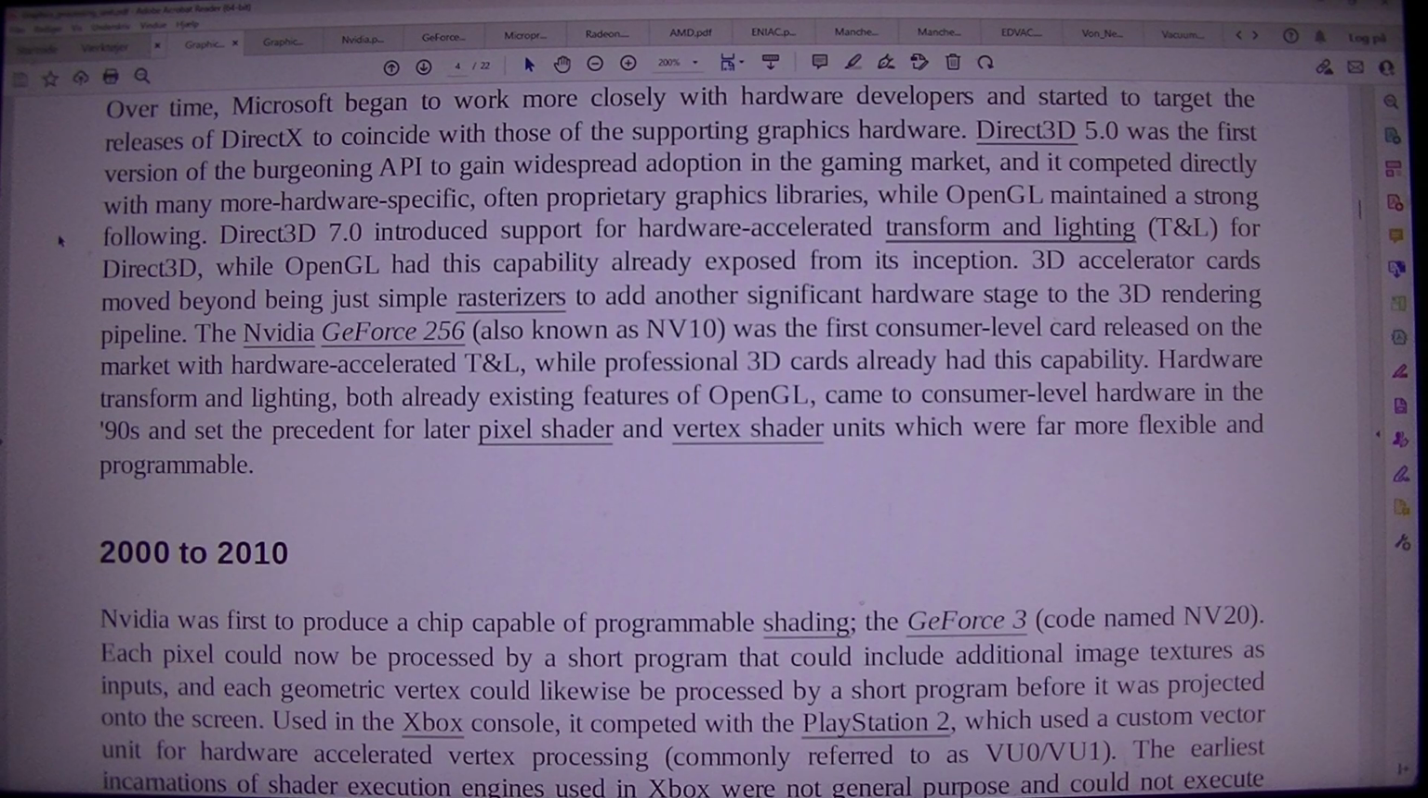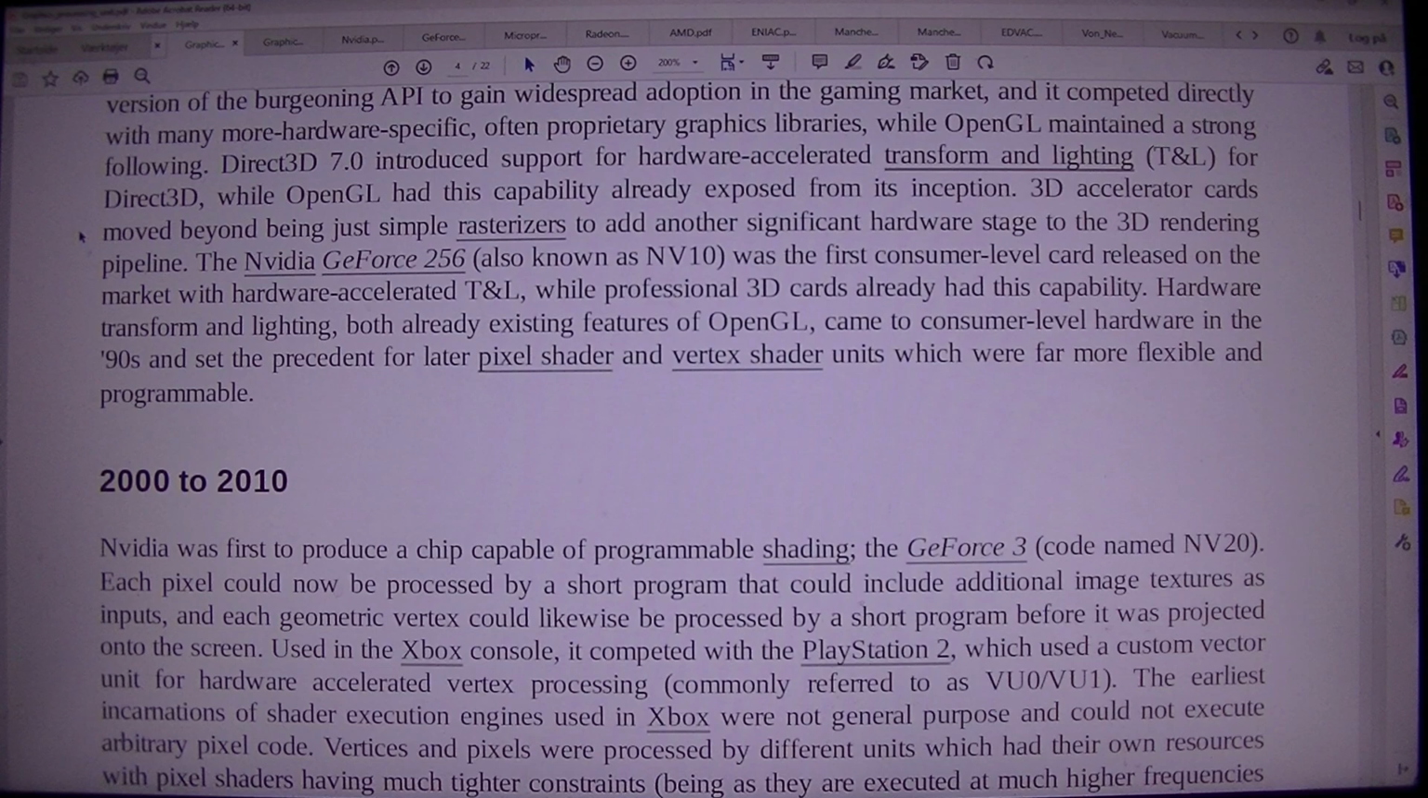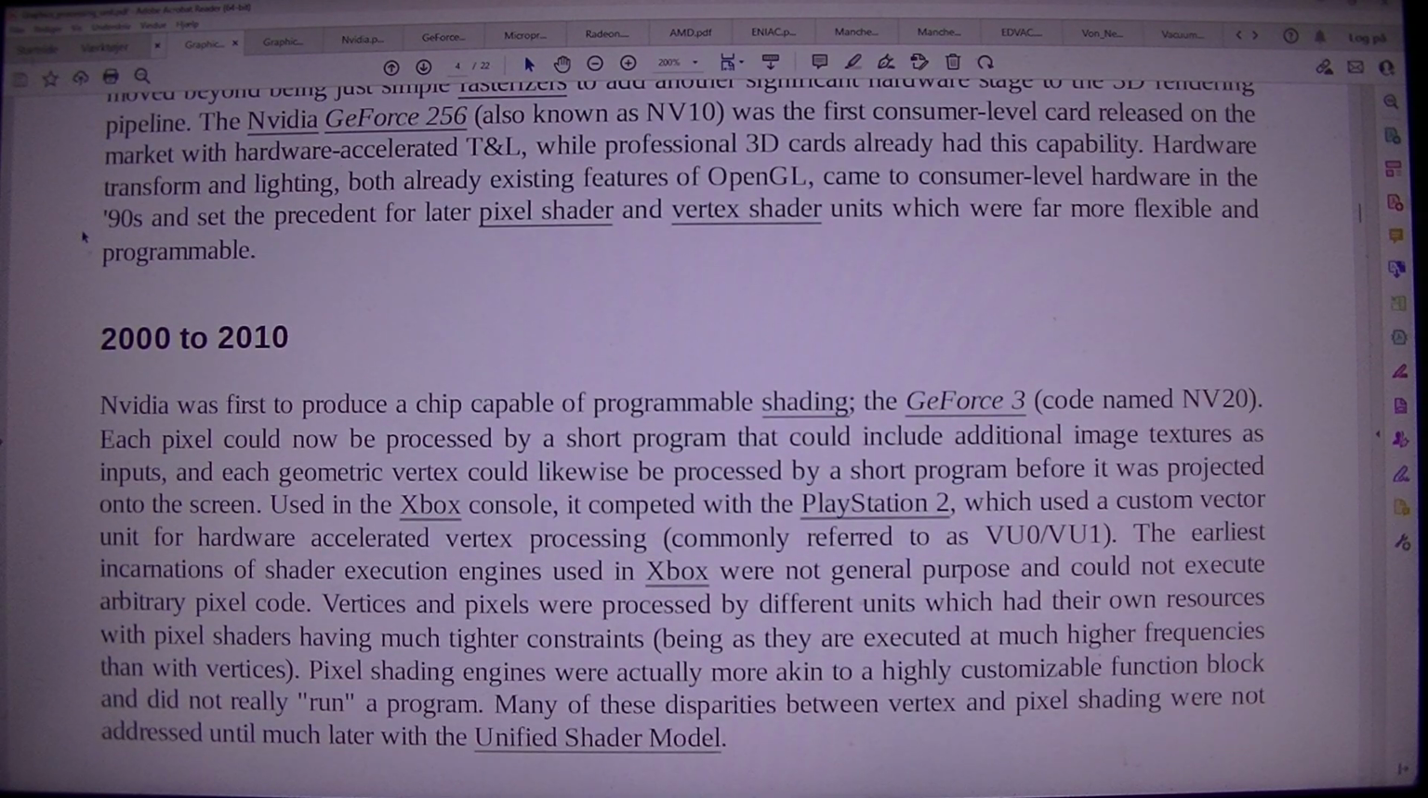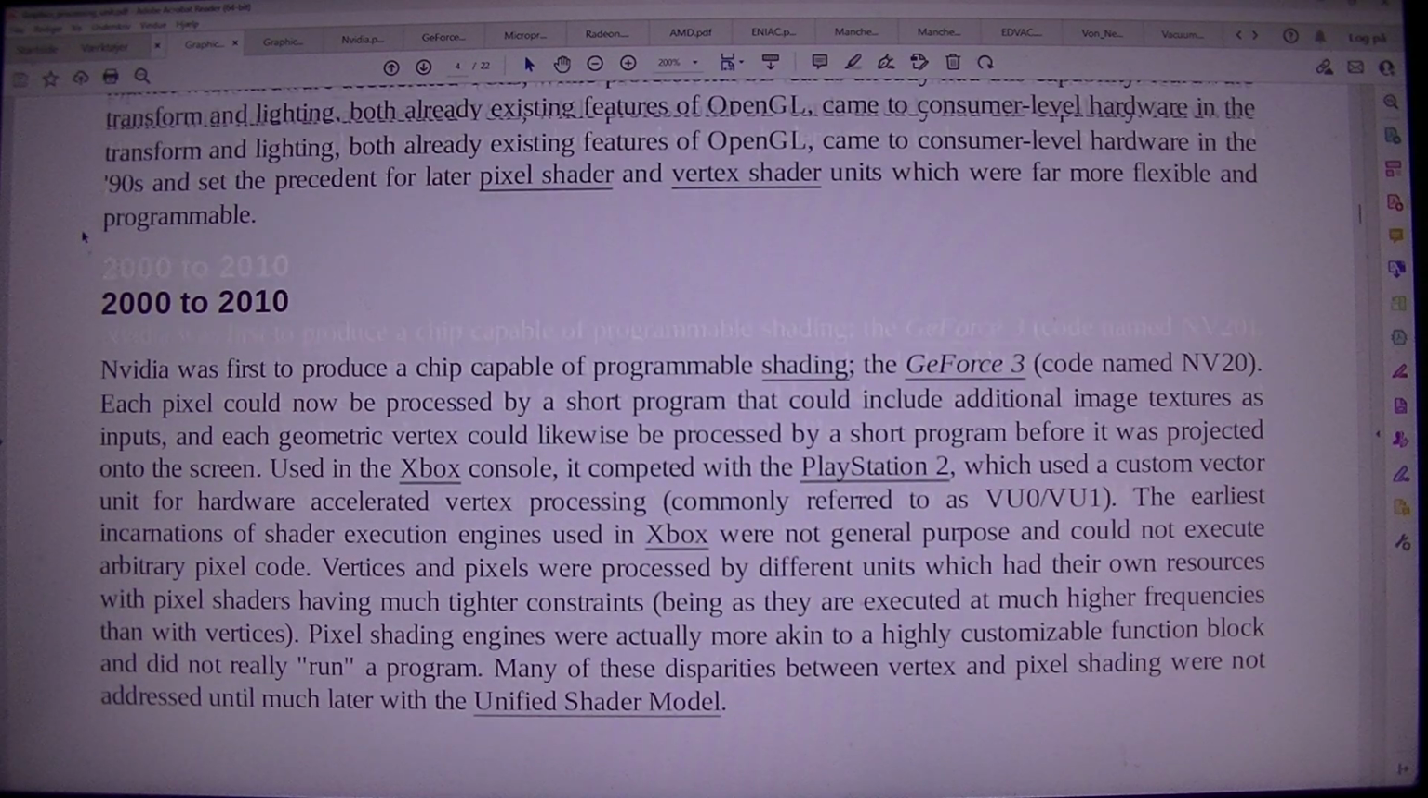Direct 3D 7.0 introduced support for hardware-accelerated transform and lighting, T&L, for Direct 3D, while OpenGL had this capability already exposed from its inception. 3D accelerator cards moved beyond being just simple rasterizers to add another significant hardware stage to the 3D rendering pipeline. The NVIDIA GeForce 256, also known as NV10, was the first consumer-level card released on the market with hardware-accelerated T&L, while professional 3D cards already had this capability.